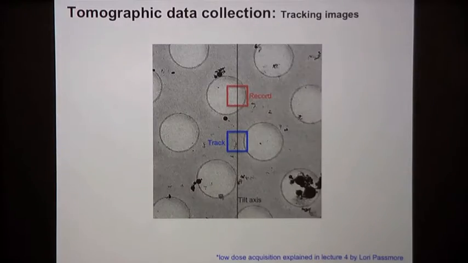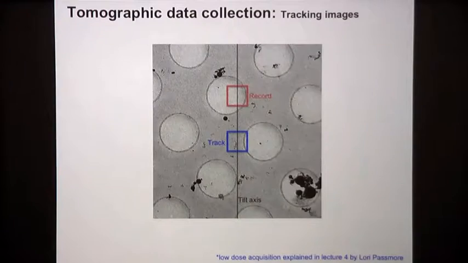How can we get the data from this sample? You will remember from Laurie's talk the principle of low-dose acquisition. For tomography data collection, we use the same principle. So this is an electron microscopy grid. This is a carbon support film. These round things are holes full of vitreous ice and our sample of interest. Let's assume this black line is our tilt axis.